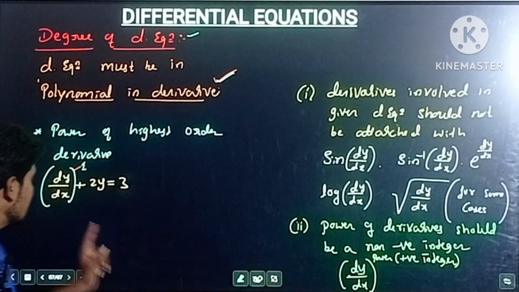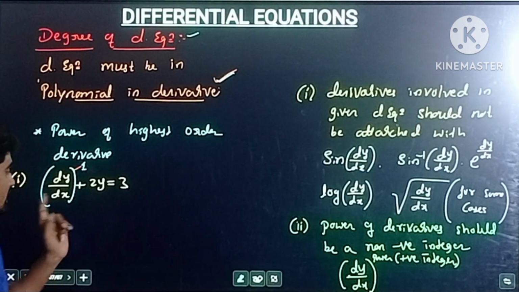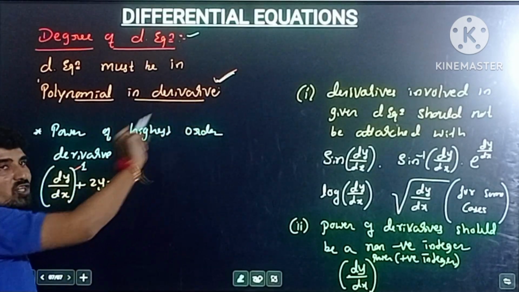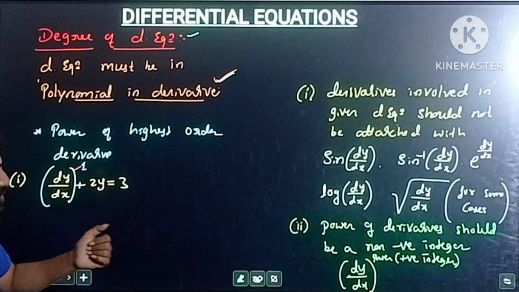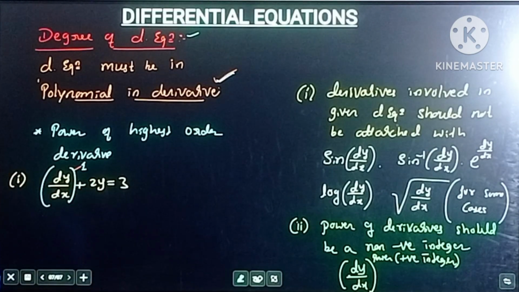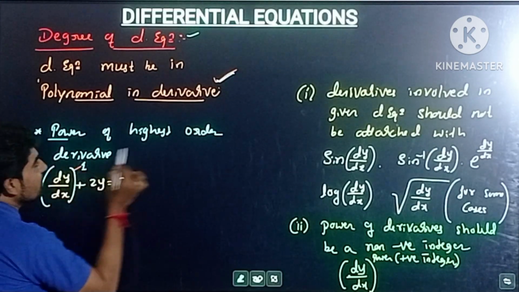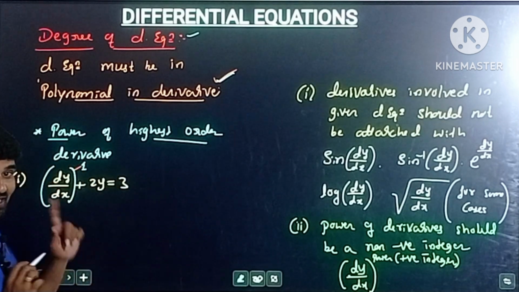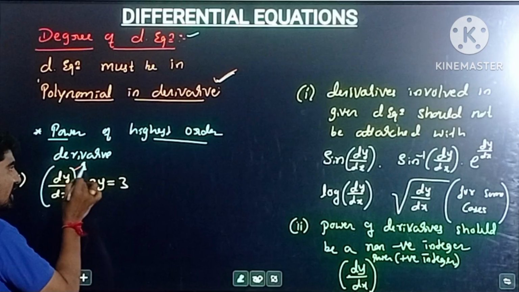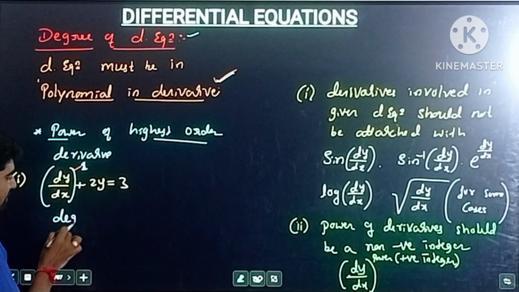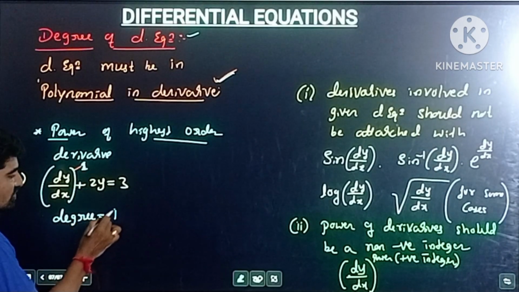Therefore, the second condition is also satisfied. Hence, this differential equation is polynomial in derivative. And if this differential equation is polynomial in derivative, what is its degree? Degree means the power of the highest order derivative. Here the highest order derivative is the first order derivative and its power is 1. Therefore, the degree of this differential equation is 1.